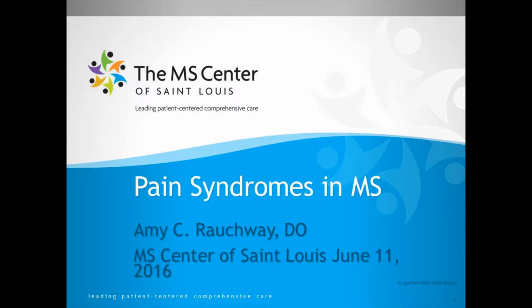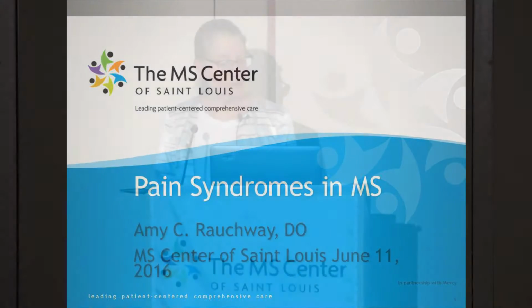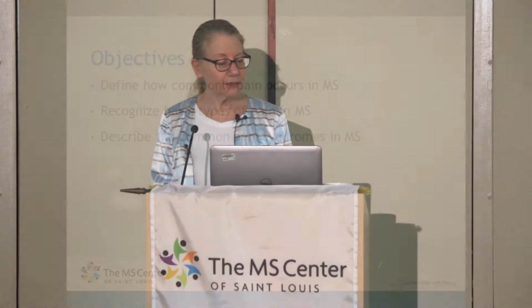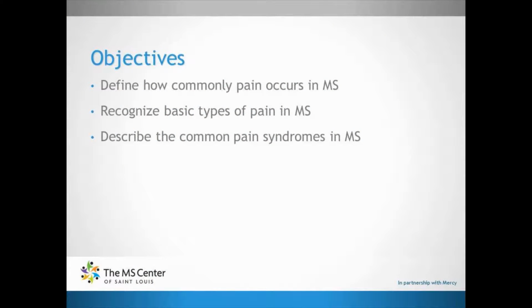I put together a few objectives so that we have something to think about as I go through the talk. When I come to each kind of pain, I'm going to discuss how commonly it occurs. We just did our own internal survey here, and now we'll see what the rest of the data shows. We'll recognize the basic types of pain that are found in multiple sclerosis. And then we'll talk about the syndromes, or how they look and how you experience them clinically. Treatment will come in the next part of the talk.